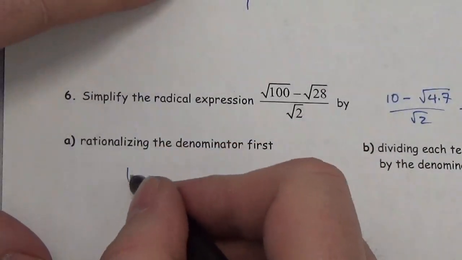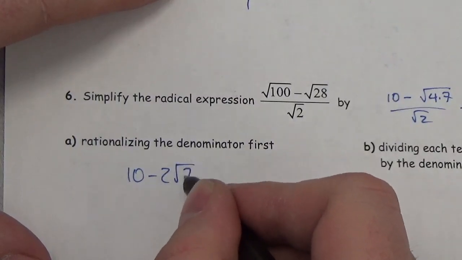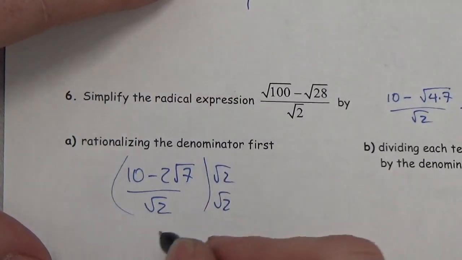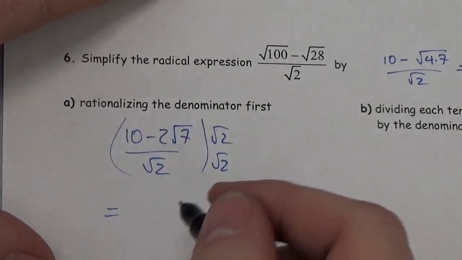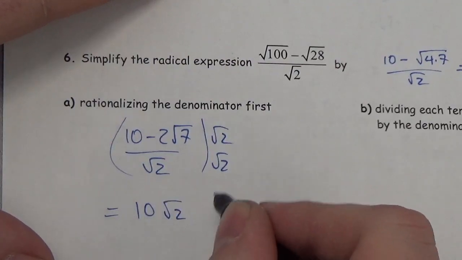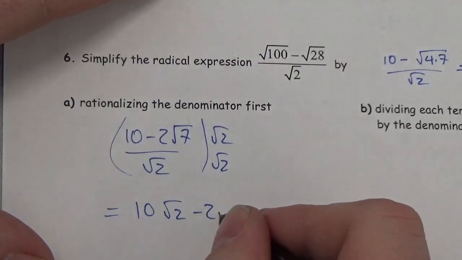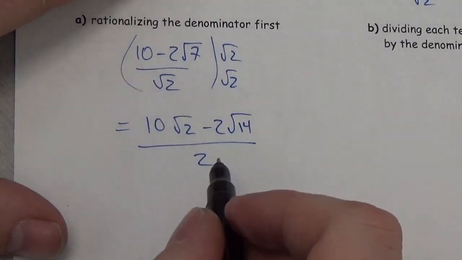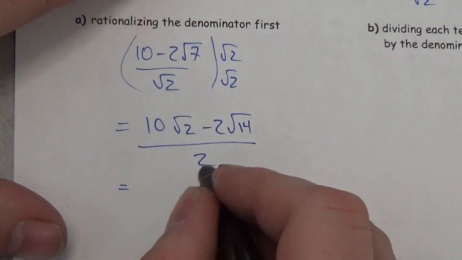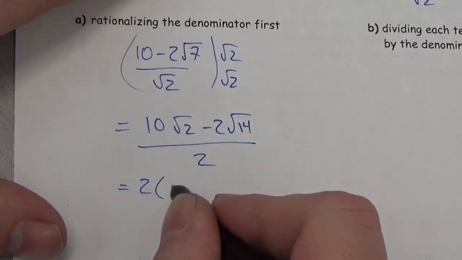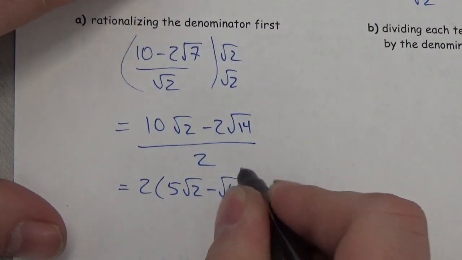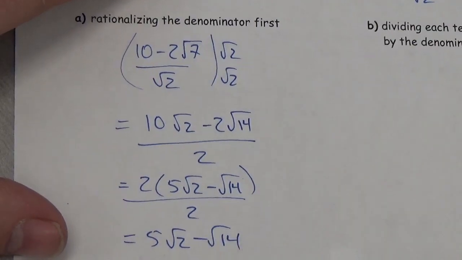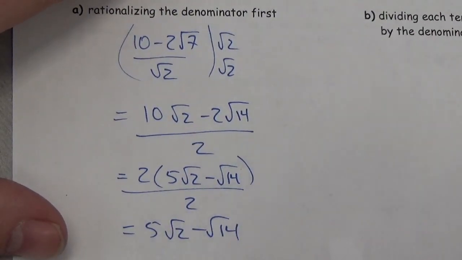So to start by rationalizing, I'm going to have 10 minus 2 root 7 over root 2. And now I'm going to multiply by root 2 over root 2. Okay, so this will be 10 root 2. I'm going to distribute the root 2 to both terms, minus 2 root 14 all over 2. And now I've got a common factor of 2 in the numerator, and I'm doing this because I see a 2 in the denominator, so it's going to give me 5 root 2 minus root 14 all over 2. The 2's will cancel. I'm left with 5 root 2 minus root 14. So that's my goal here. I'm hoping that I get that with my next one.